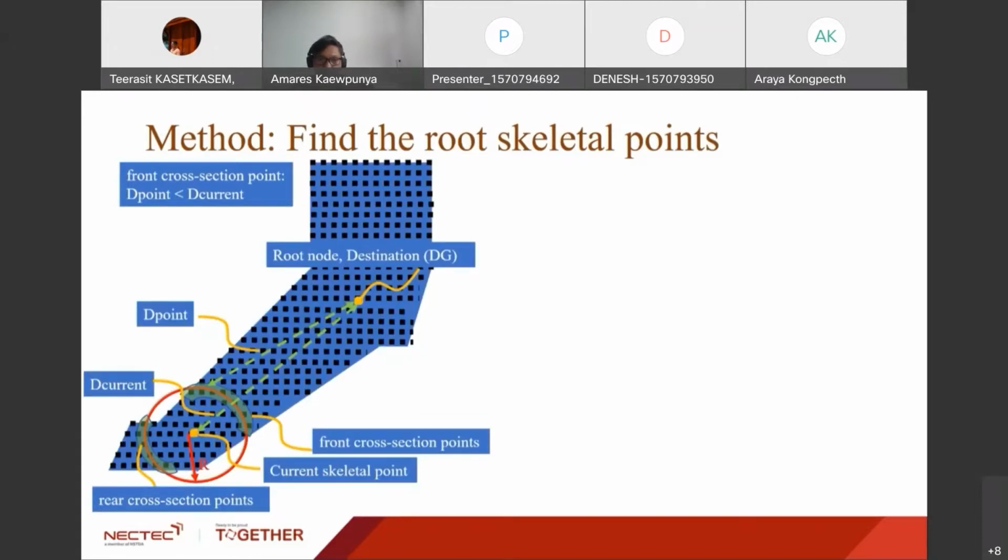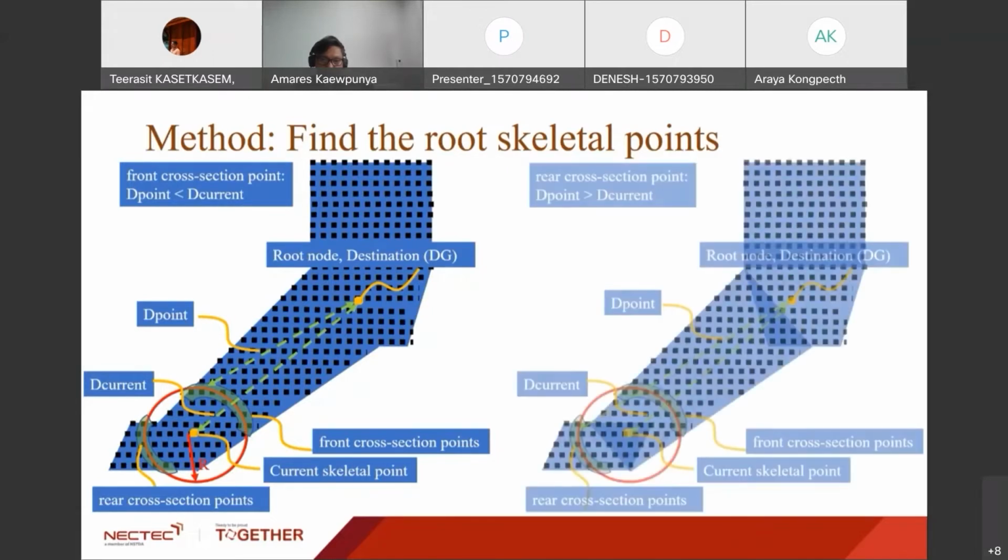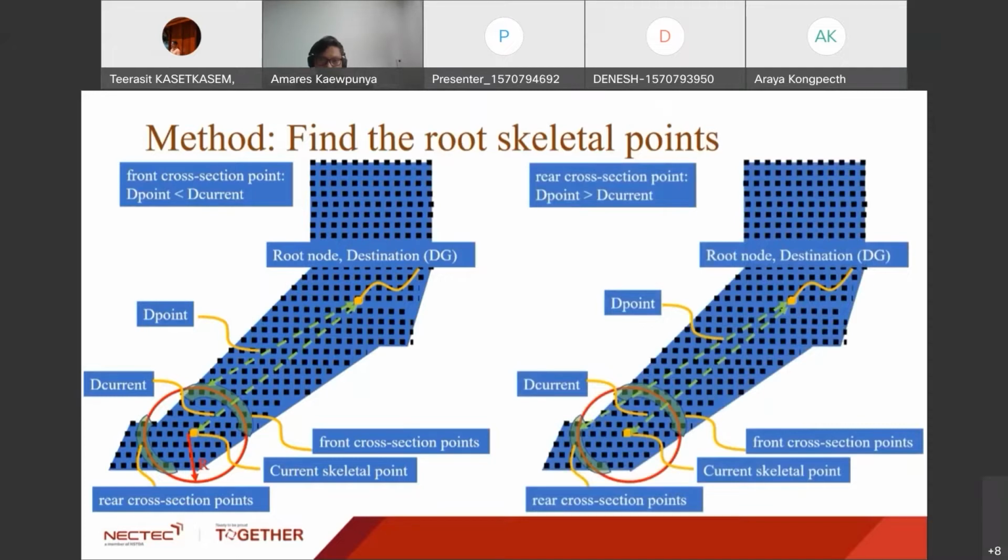The method is simply comparing the distance from the destination to the current skeleton point, or the current, and the distance from the destination to the tested point. If the distance to the tested point is smaller than the distance to the current, then the tested point is in the front cross-section. If the distance to the tested point is greater than the distance to the current, then the tested point is in the rear cross-section.